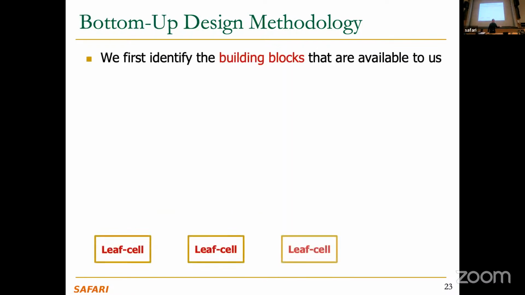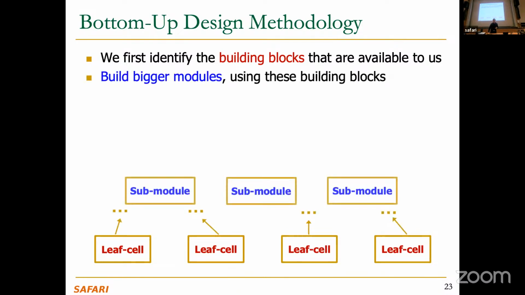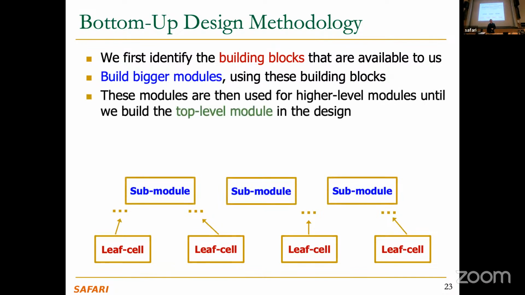Usually, you do both of these when you design hardware. You first identify the building blocks that are available to you, leaf cells. These could be, again, in a library. Somebody might have designed them for you, and they may have different properties. You build bigger modules using these building blocks, and these modules are then combined into higher level modules until you get to the top level module. We'll see simple examples of this.